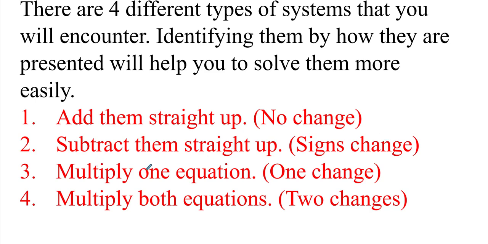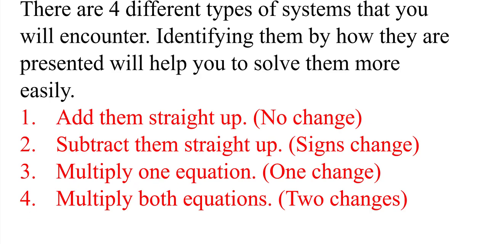Okay, we might see a system where we need to manipulate one equation through multiplication. So we're going to change one of the equations, and then we might run across one where we need to multiply both equations. So we're actually going to have 2 changes that are presented to us.